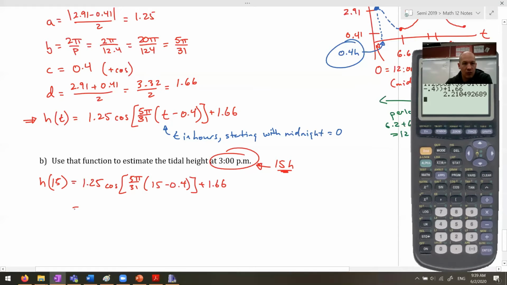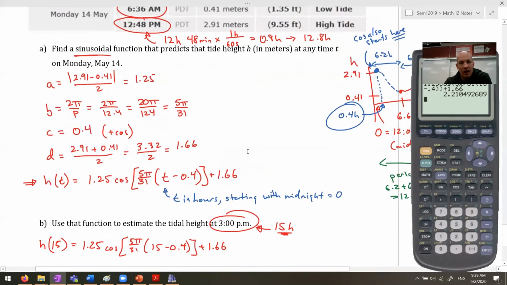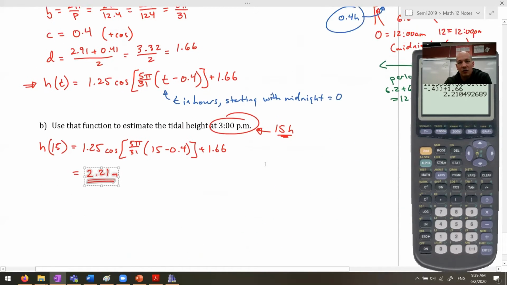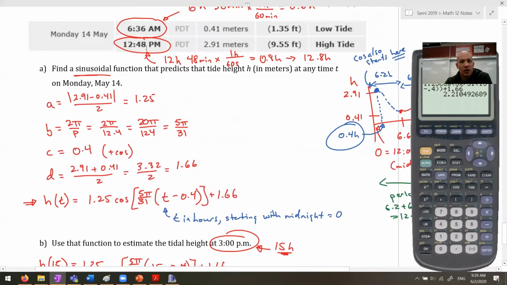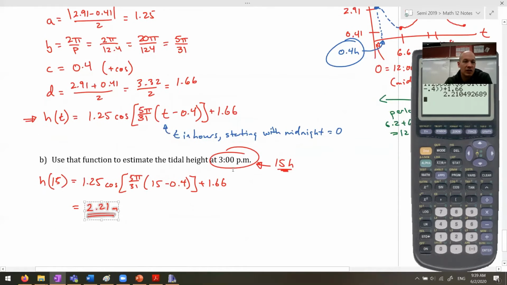All right, so we go over here and we say 2.21 meters. Does that sound like a reasonable answer? We know that the tide oscillates between a low of 0.41 and a high of 0.291. We're closer to being on the higher side of things, which means we're probably a little closer to the high tide. So the high tide happens at 12:48 p.m. 3 p.m. is a couple hours later, so it seems like a reasonable answer.